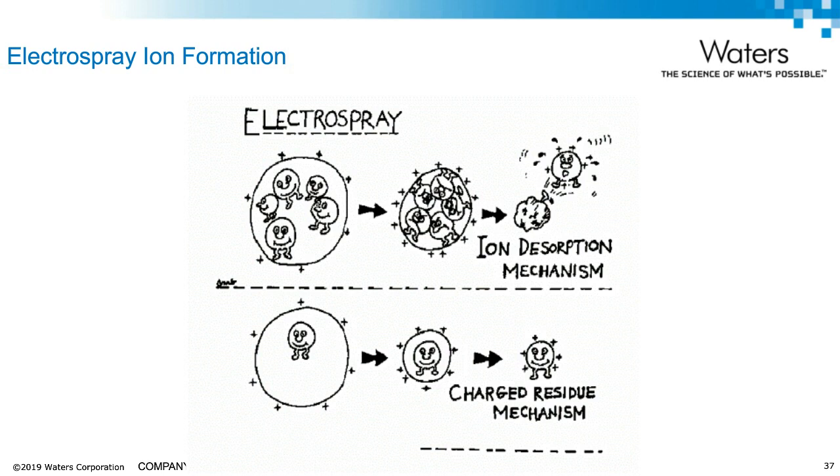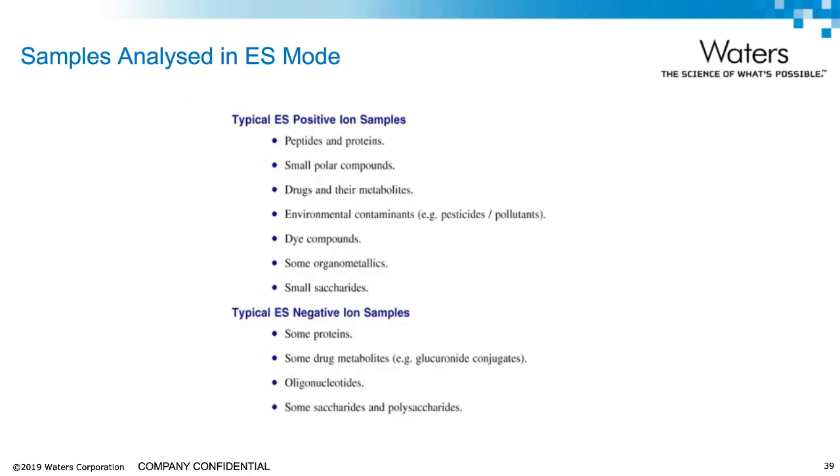ESI is widely used because it ionizes a wide range of analyte types. It works best for compounds that are slightly polar to highly polar in nature, and it can ionize compounds over a wide mass range from small molecules to large proteins. Some examples of species that ionize in positive electrospray and negative electrospray are shown on the slide here.